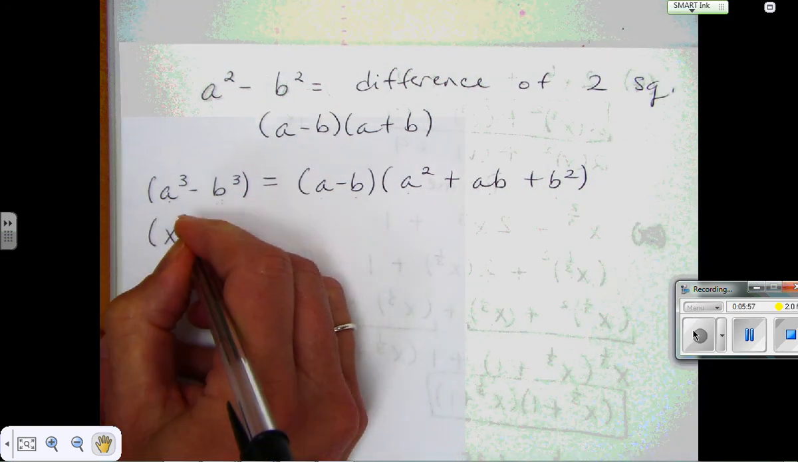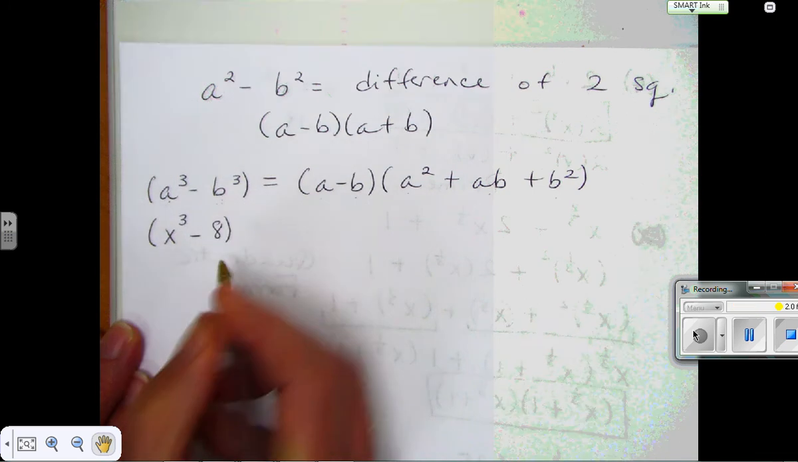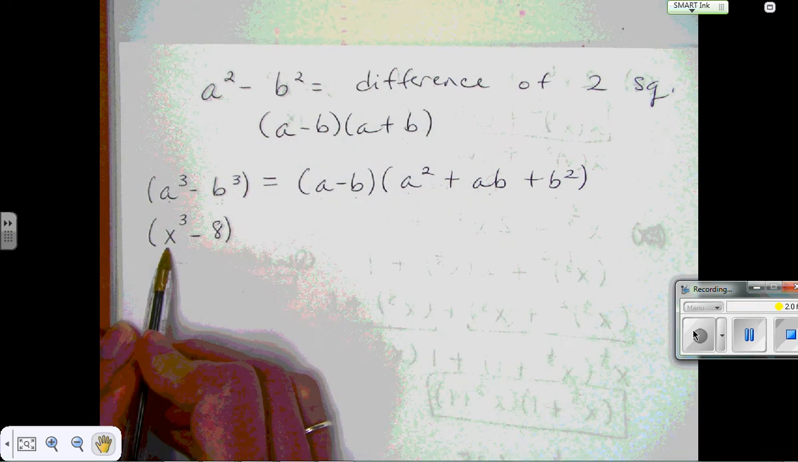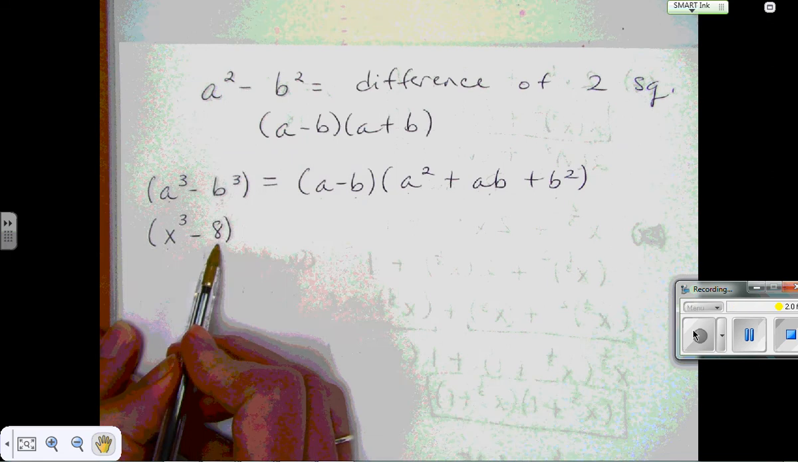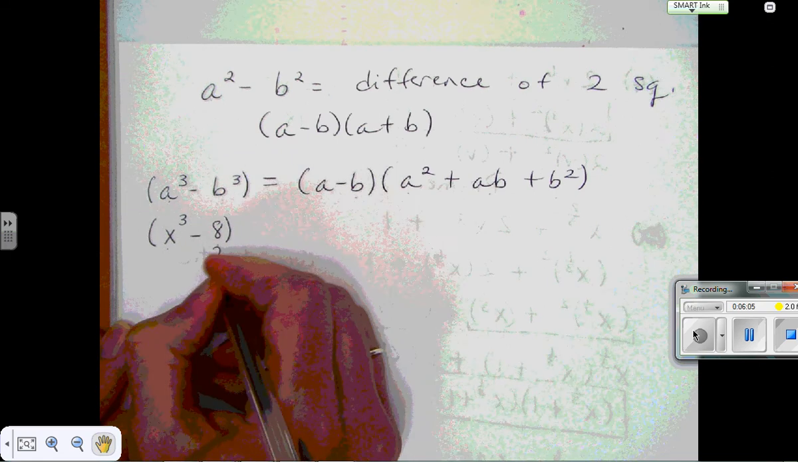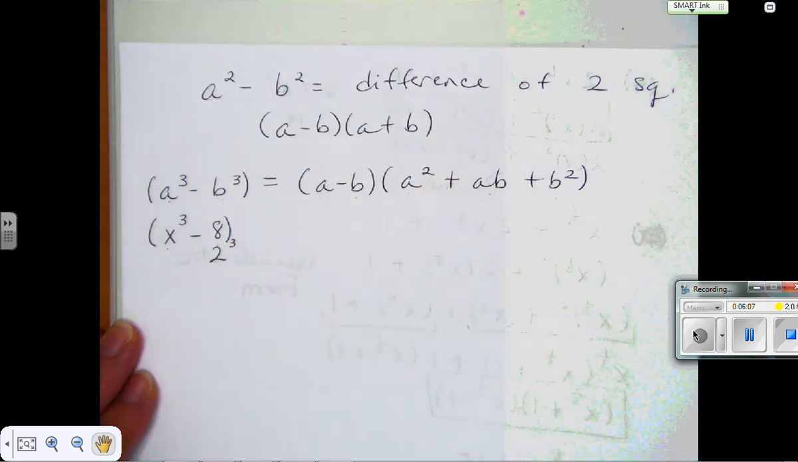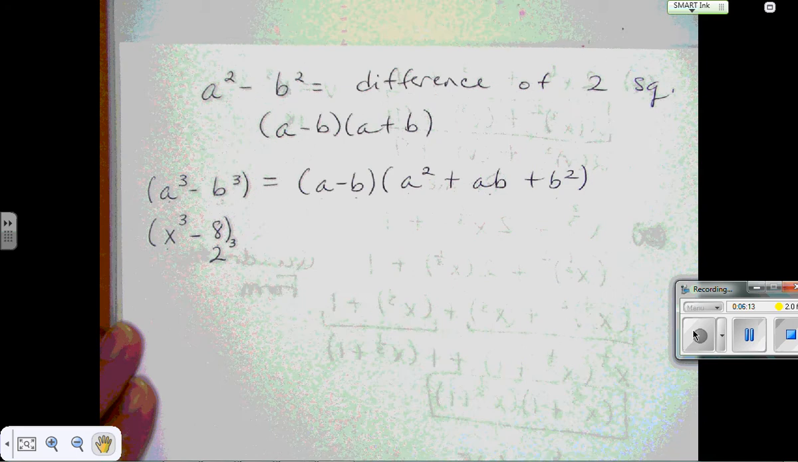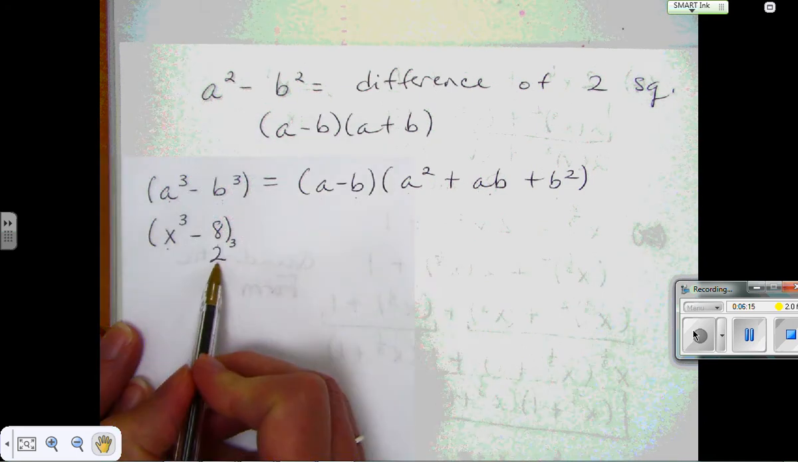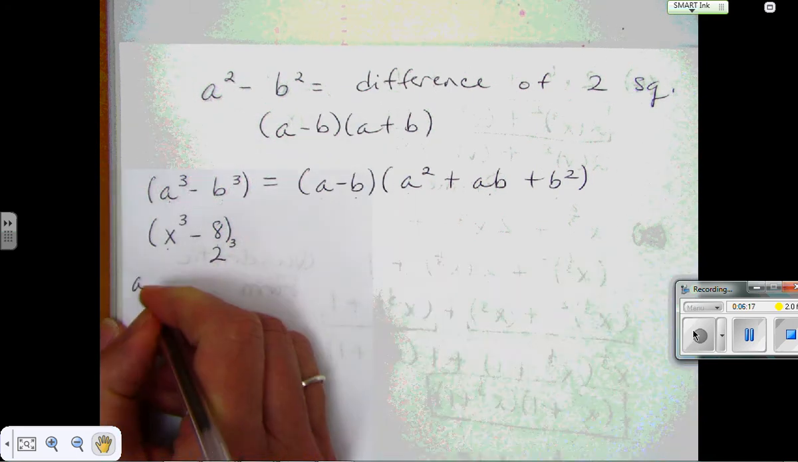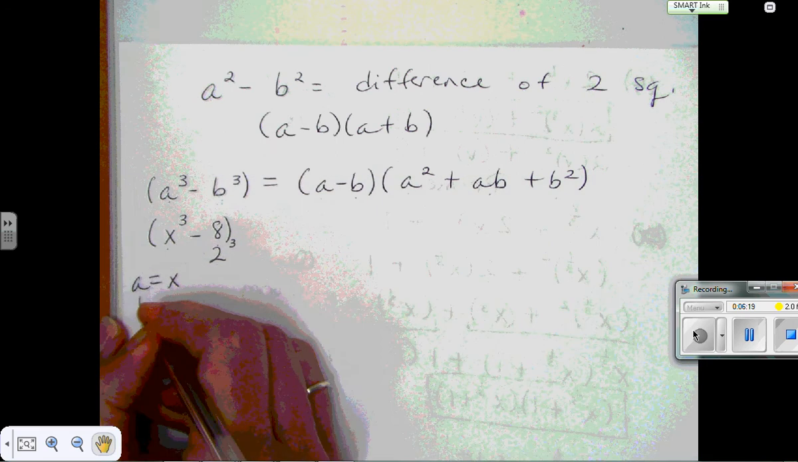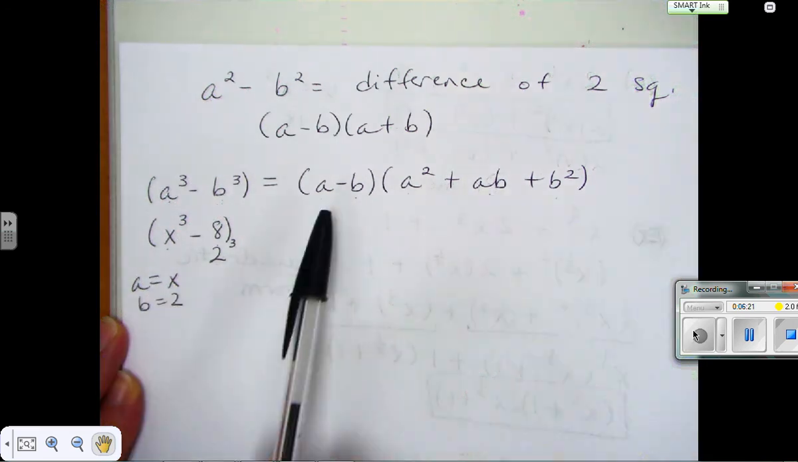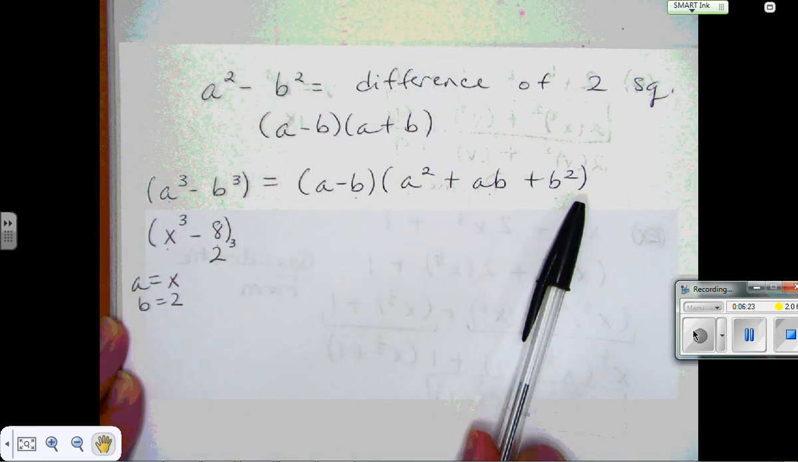x to the third minus 8. My first term is a perfect cube, and 8 is actually a perfect cube. This is 2 to the third power. So you have to find the cube root of both terms. The cube root of x to the third is x. Cube root of 8 is 2. So my a is x, and b is 2. And I'm just going to follow this pattern to factor it.